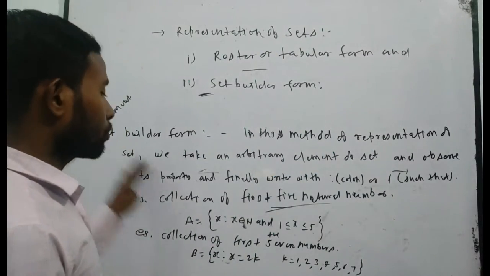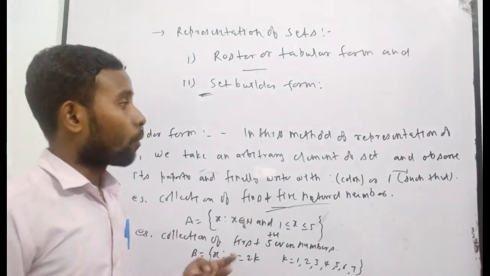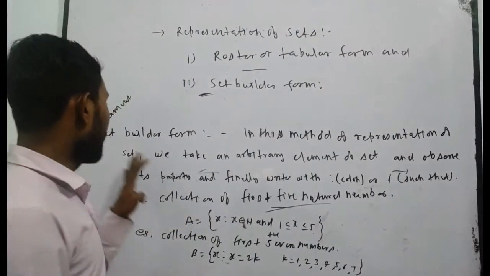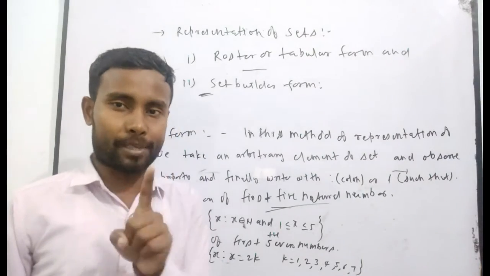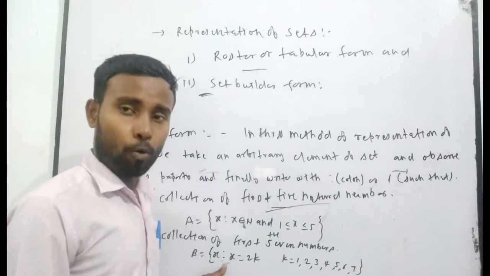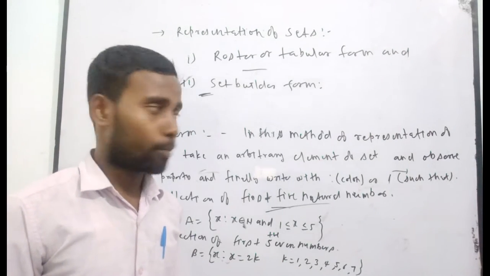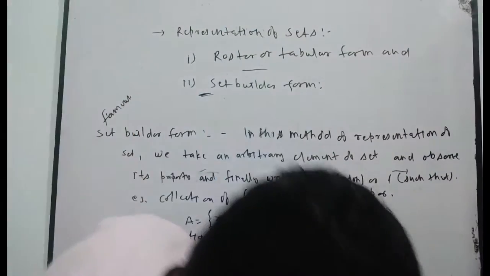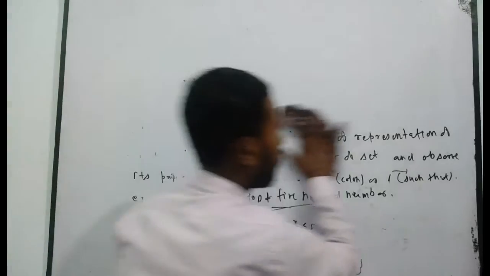This method to represent a set is called set builder form, and it is a completely scientific way. While you try to write any set in set builder form, firstly observe the property of the elements of the set. Thereafter it becomes very easy, because you have to take an arbitrary element, use the sign of colon, and then write the property of those elements. Finally, it becomes complete. Have you understood? Now I want to take the next definition for you.